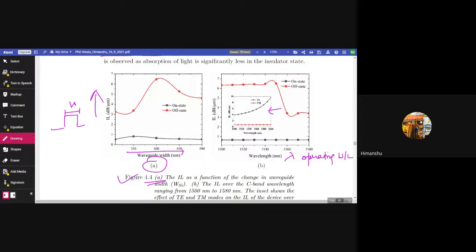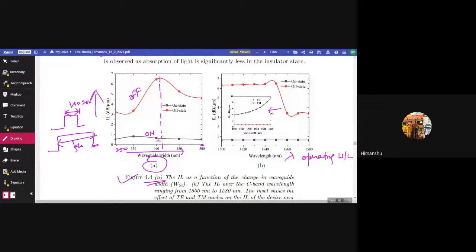So if we come to figure 4.4a, it shows the effect of waveguide width on IL. That is, when we increase the width of the waveguide, what will be the insertion loss at on state and off state. So we have calculated the waveguide width from around 250 nanometer to around 500 nanometer, and we have calculated the loss, that is IL, for both on state and off state. Here the red color line indicates the off state, and the black color line indicates the on state. And maximum loss for the off state is observed around 400 nanometer waveguide width, maximum absorption.